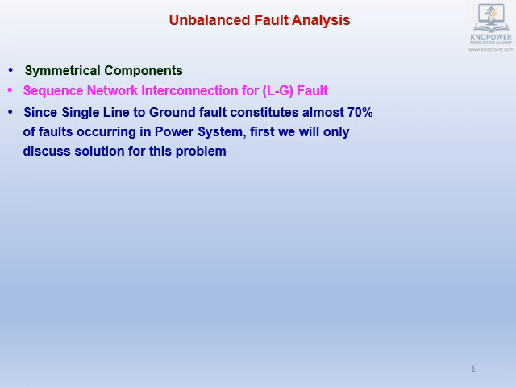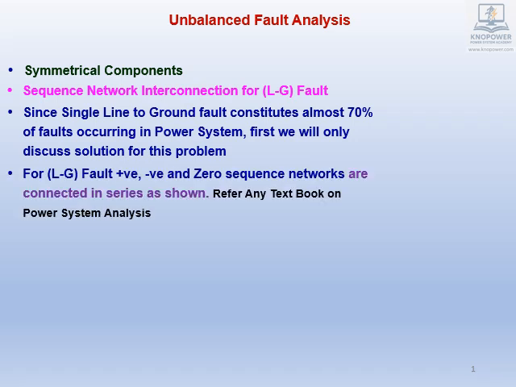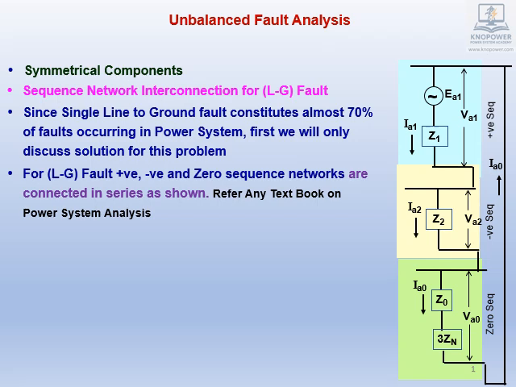Single line to ground fault constitutes almost 70% of faults occurring in power system. Hence, we will limit our discussions to this problem only here. For analysis of L to G fault, positive, negative and zero sequence networks are connected in series as shown.